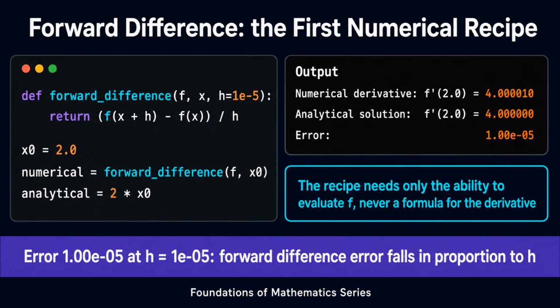Two things are worth noticing. First, the recipe never needed a formula for the derivative, only the ability to evaluate f, which is exactly the situation you are in with a simulation or an experiment. Second, look at the size of the error. It came out the same order as h itself, and that is not a coincidence.